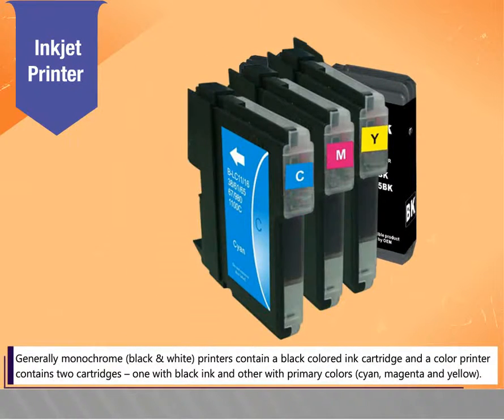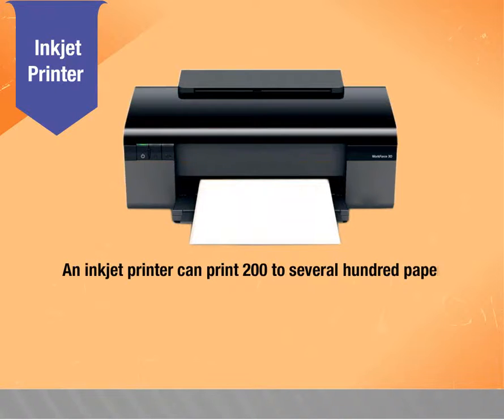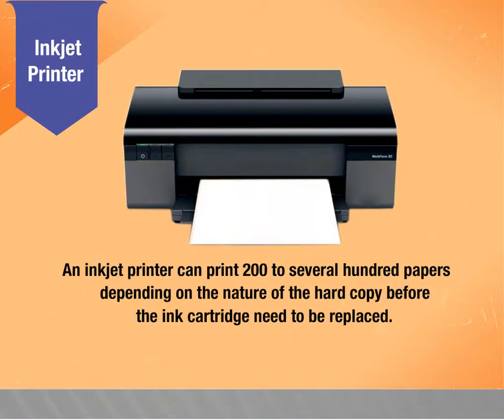Generally, monochrome, that is black and white printers, contain a black ink cartridge, and a color printer contains two cartridges, one with black ink and the other with primary colors, that is cyan, magenta, and yellow. An inkjet printer can print 200 to several hundred pages, depending on the nature of the hard copy, before the ink cartridge needs to be replaced.